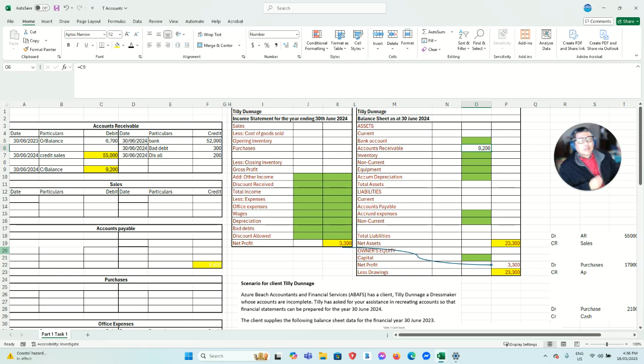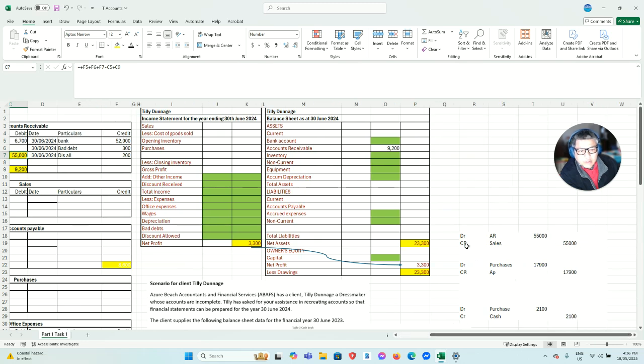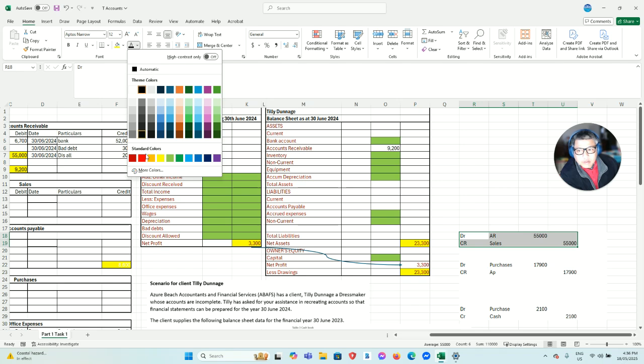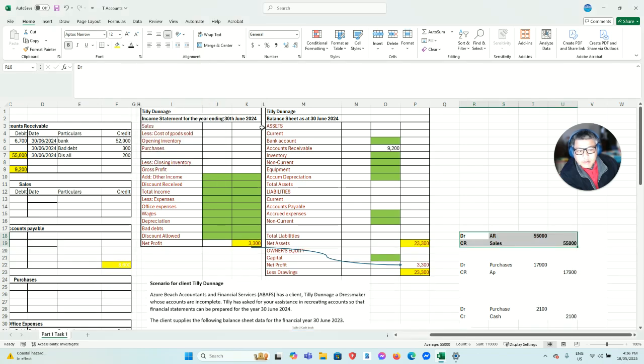So the next one is we're going to do the sales T account. Because of this credit sale, what's the journal behind it? Debit the accounts receivable, credit the sales. This is the journal behind that. Okay, debit the accounts receivable, credit the sales. So that means this needs to be transferred to sales.